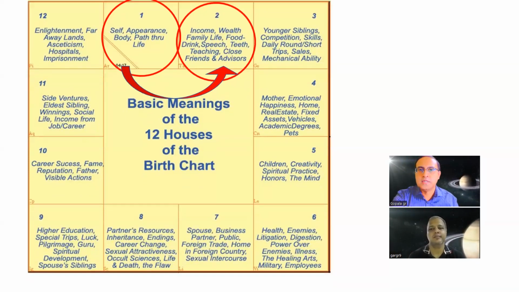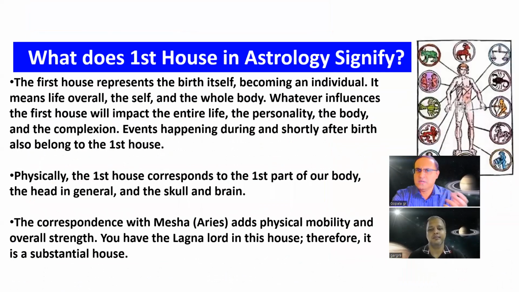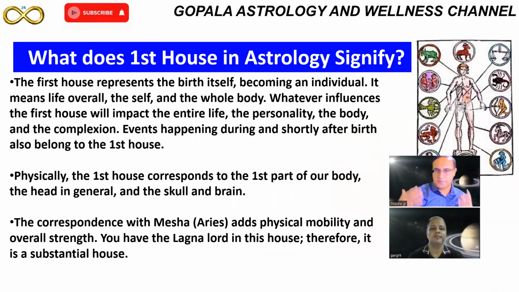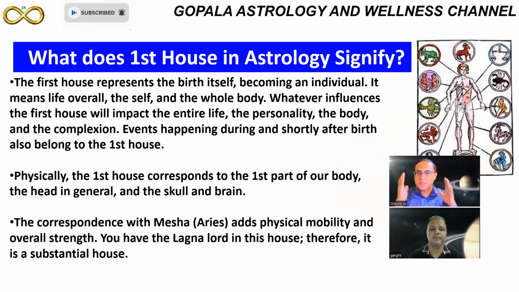All right, so let's begin our journey. What is first house? It's very clear. It's your own sharira, right? It's your own physical well-being. Whatever happens in this life, Rajiv, is physically felt by this zodiac sign.